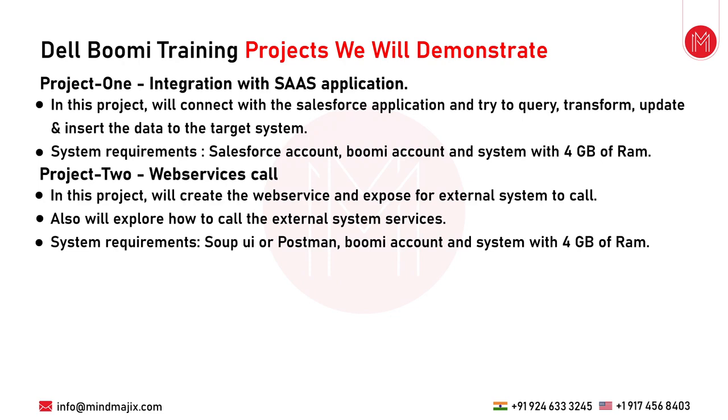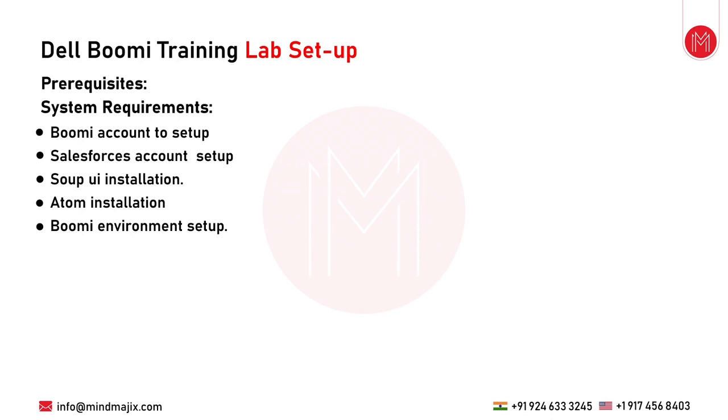For that, the system requirement is that we need to have SOAP UI, Postman, a Boomi account, and a system with 4 GB of RAM. So these are the two things which we are going to discuss. Apart from that, other things are also there from an architect point of view, which we are also going to discuss.